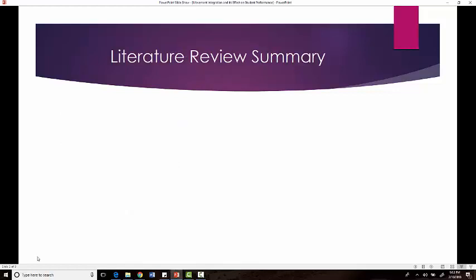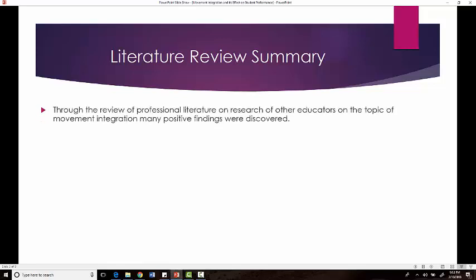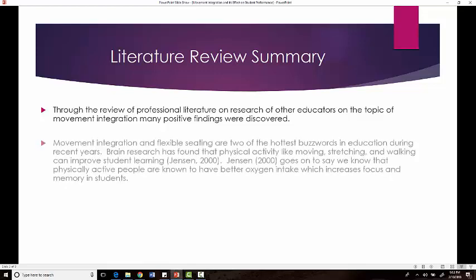Before I started planning and deciding on the data analysis and the data collection stages of my action research, I took the time to delve into literature that had already been conducted on a similar topic. So this is my summary of the literature review that I had done for my action research. First off, through the review of professional literature on research of other educators on the topic of movement integration, there were many positive findings that I discovered.